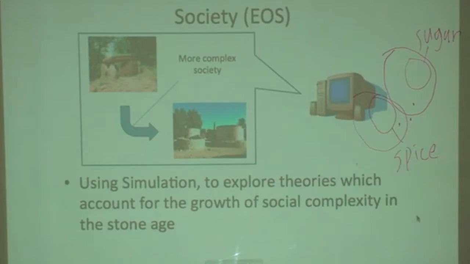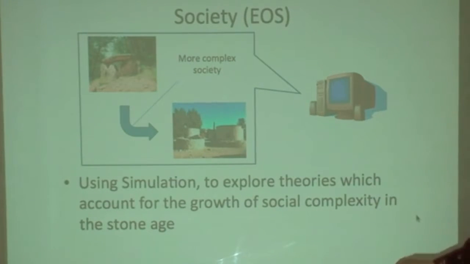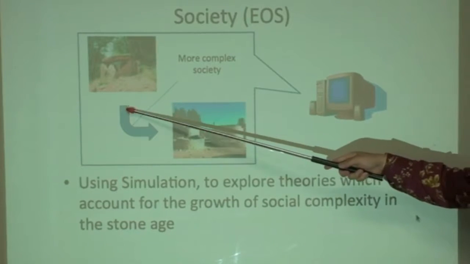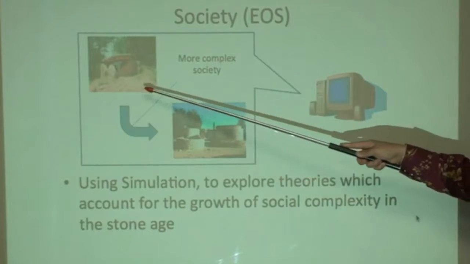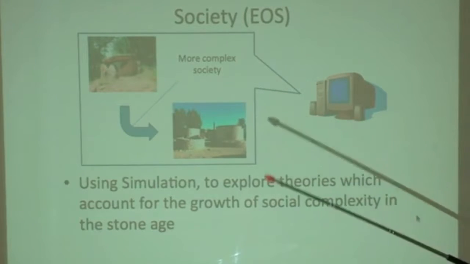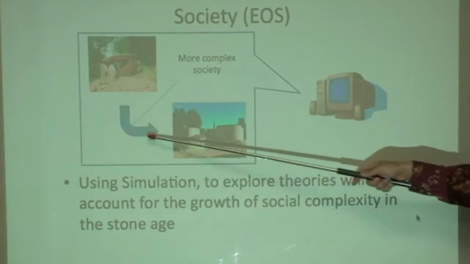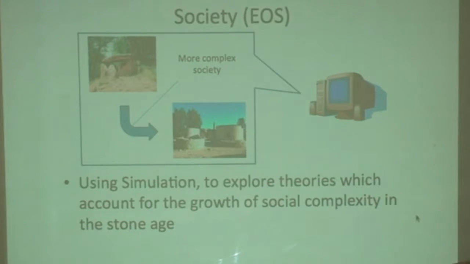The next example is the evolution of organization in society. This model describes organization in the Stone Age, where first Stone Age people lived in isolated houses, but then made a society, making some villages. So in these steps, simulation is used to explore theories which account for the growth of social complexity in the Stone Age.